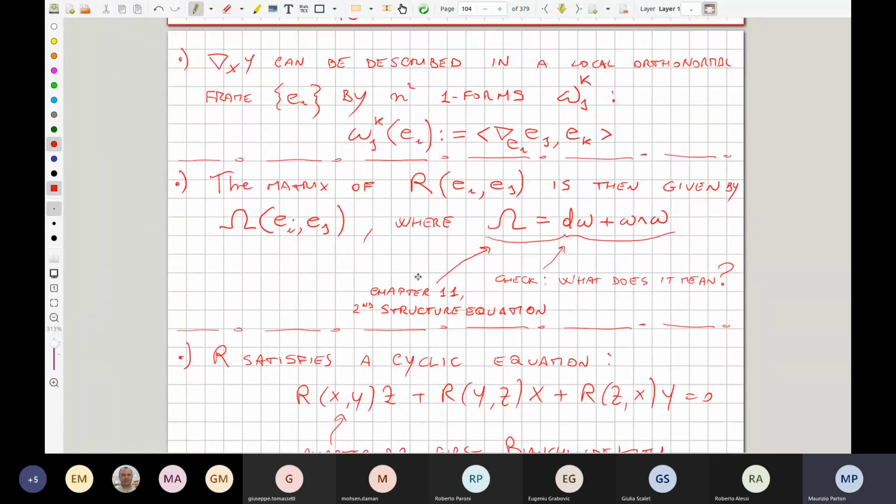Okay, now think about changing completely the point of view. Take the Riemannian connection on the manifold and take an orthonormal basis.